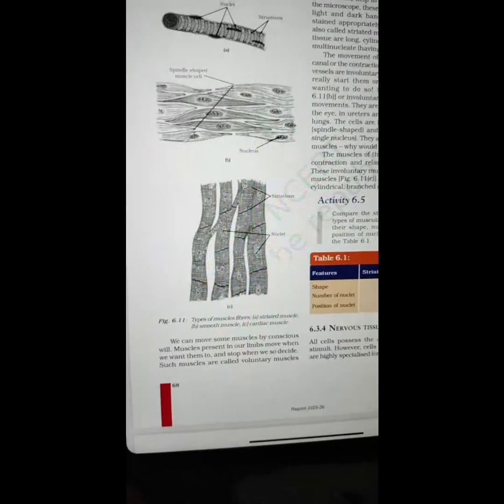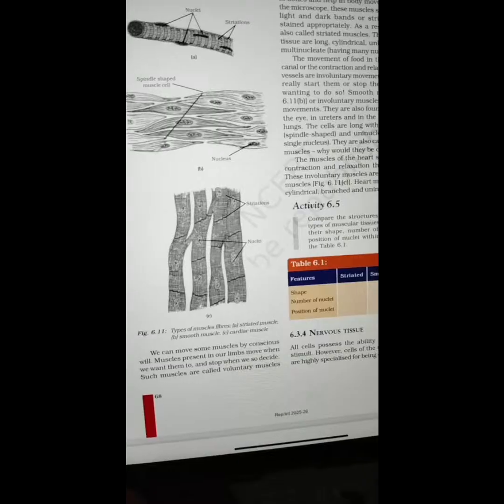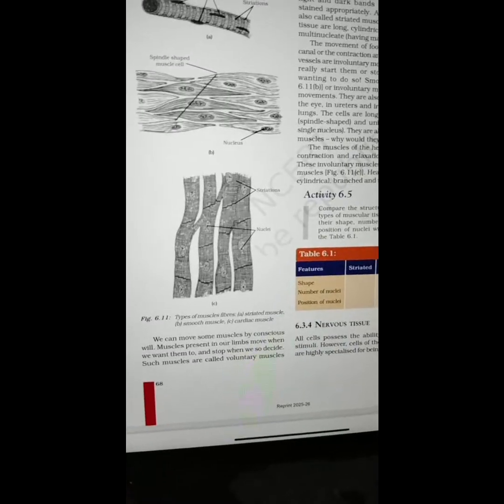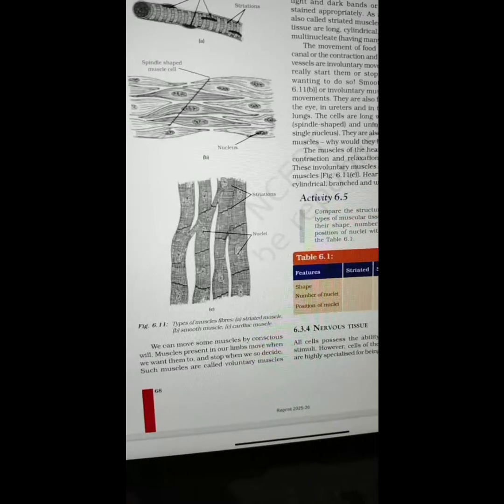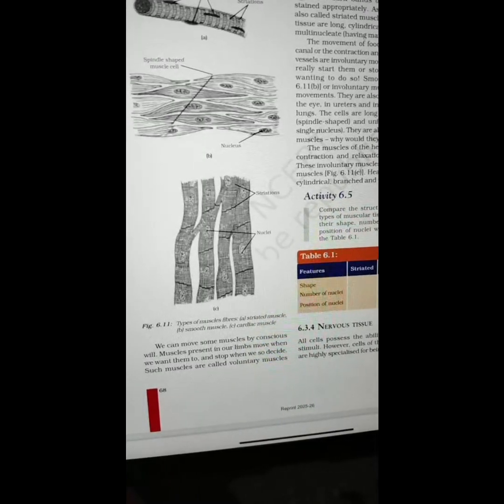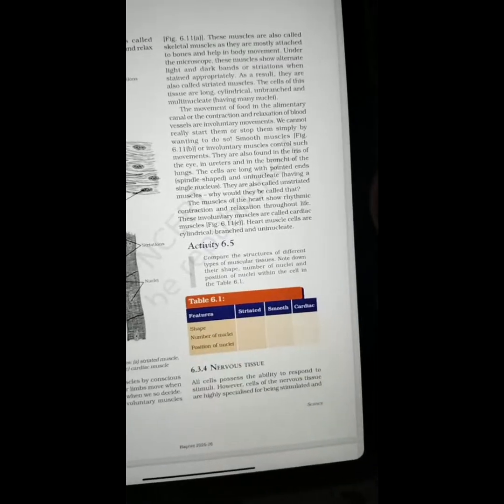So figure 6.11 is showing you types of muscle fibres. A is striated muscle, B smooth muscle, C cardiac muscle. We can move some muscles by conscious will. Muscles present in our limbs move when we want them to and stop when we so decide. Such muscles are called voluntary muscles.